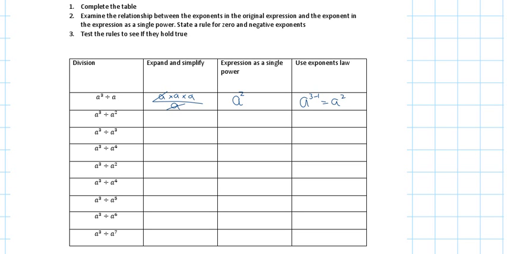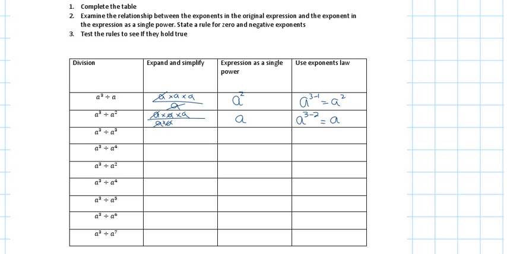Okay, what do I do if I have a to the power of 3 divided by a to the power of 2? So that's a times a times a divided by a times a. Simplify, simplify, what are you left with? A. If I do the exponent law, 3 minus 2, that gives me a to the power of 1, or a, which is the same thing. Do we understand what we're doing? Okay.